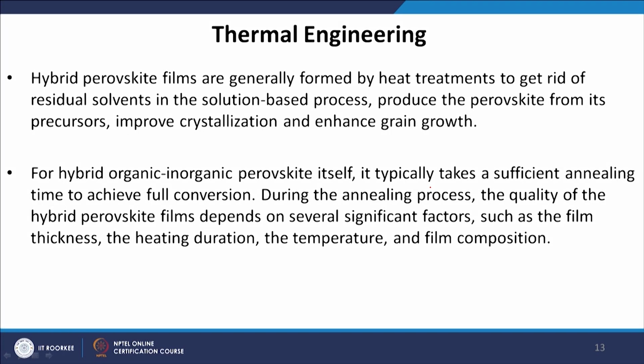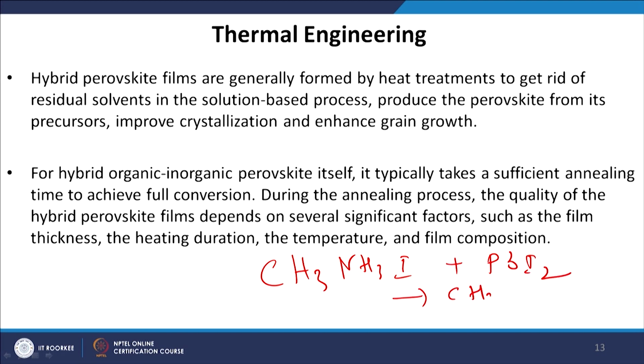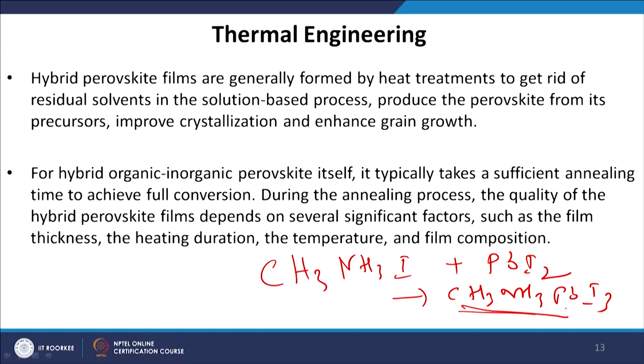So, for example, if I take two perovskite precursors, CH3NH3 iodide and lead iodide, and if we mix them to get CH3NH3 lead iodide, okay. So, it depends upon at what temperature we have sintered this film. As I said, if the temperature changes from 100 to 120 degrees Celsius or 150 degrees Celsius, the resultant morphology of this film will be completely different.